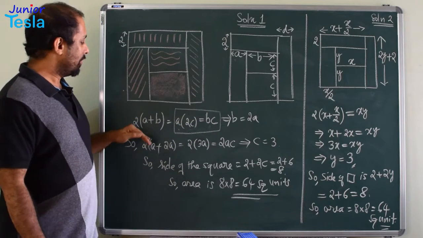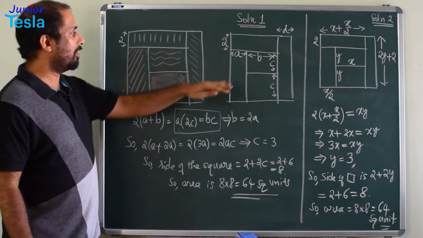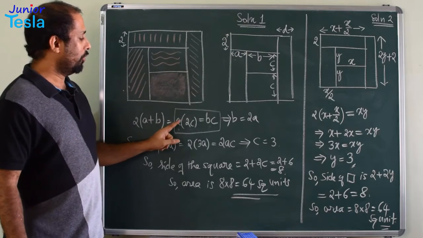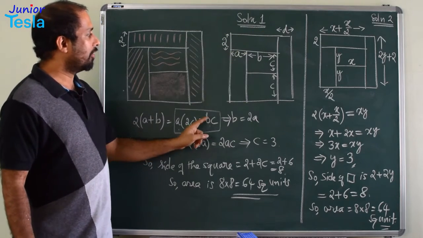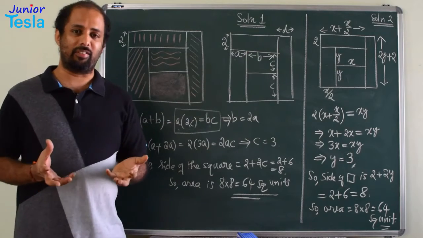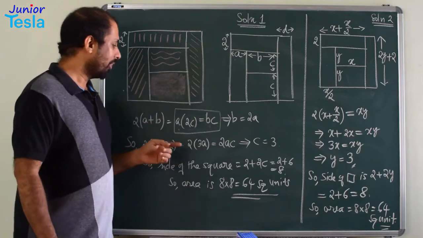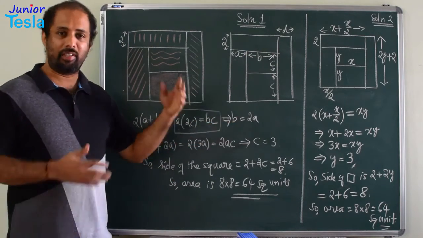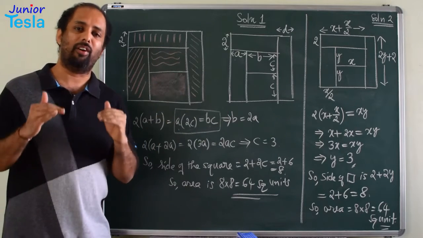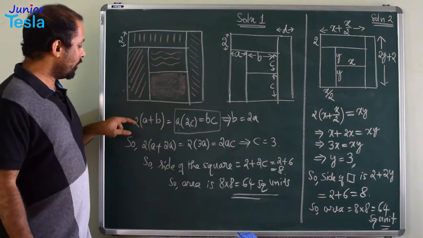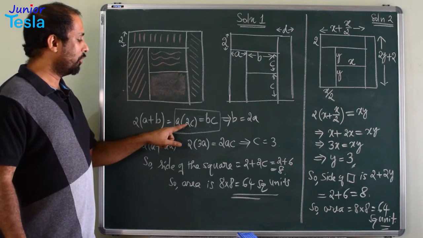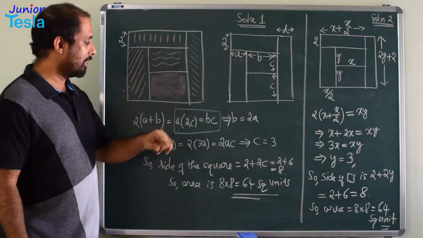So I have taken 2 into A plus B, that is the area of this region, which is equal to A into 2C. So A into 2C is this region, which is equal to BC. I have taken 3 regions, 3 areas I have written. All these 3 are equal, because it is given in the problem that all the regions are of equal area. So 2 times A plus B is equal to A into 2C is equal to B times C.